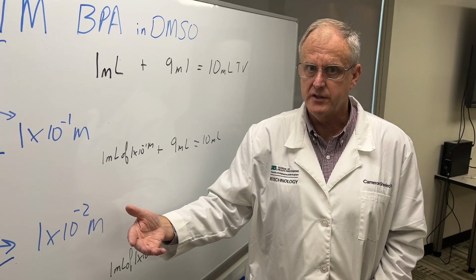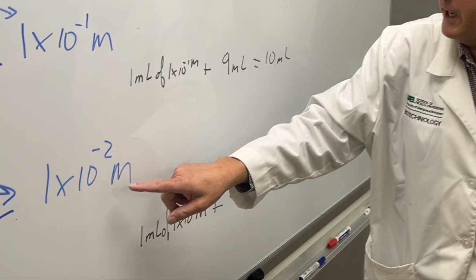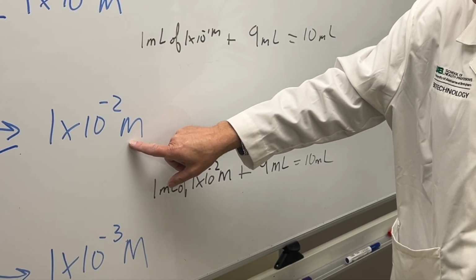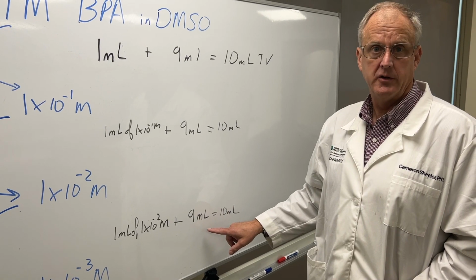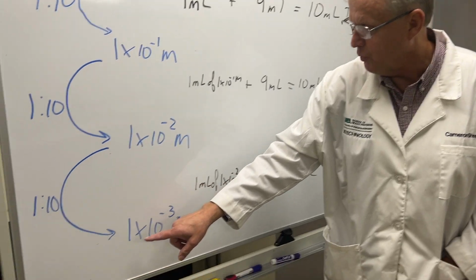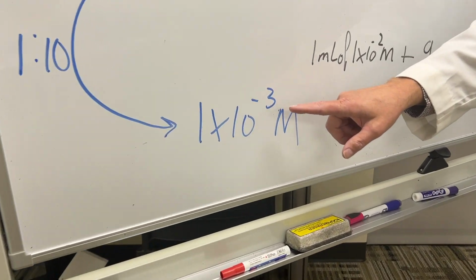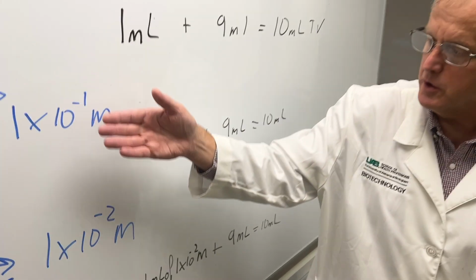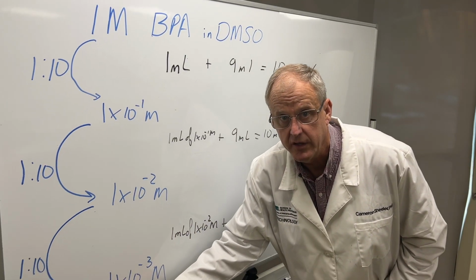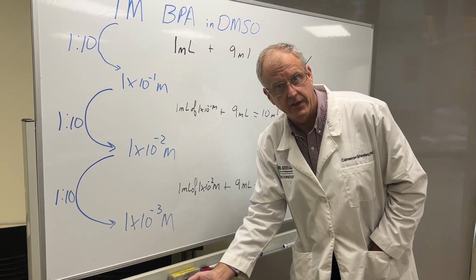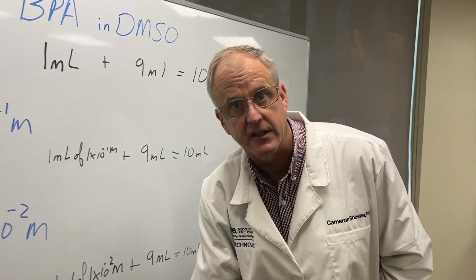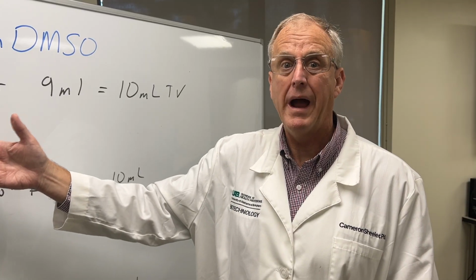We're going to continue this serial dilution. We're going to take 1 milliliter of this 1 times 10 to the negative 2 molar, add it to 9 milliliters of DMSO, giving us 1 times 10 to the negative 3 molar. This is a serial dilution. We can continue this as needed to go to 1 to the negative 4, 1 to the negative 5, 1 to the negative 6.